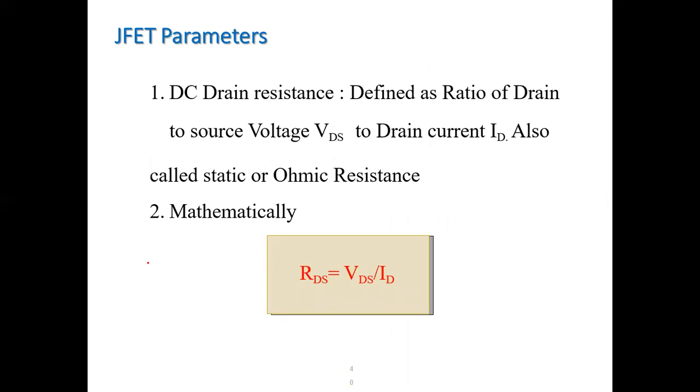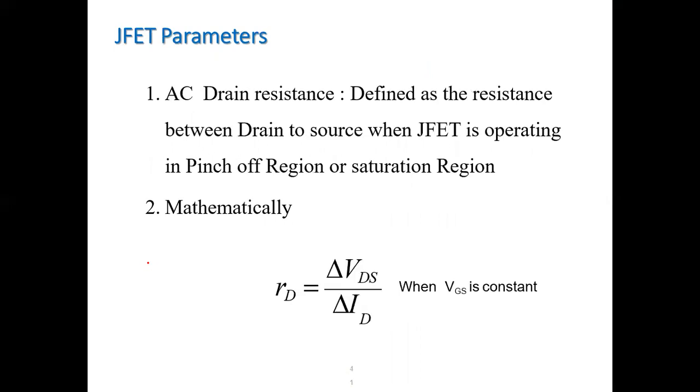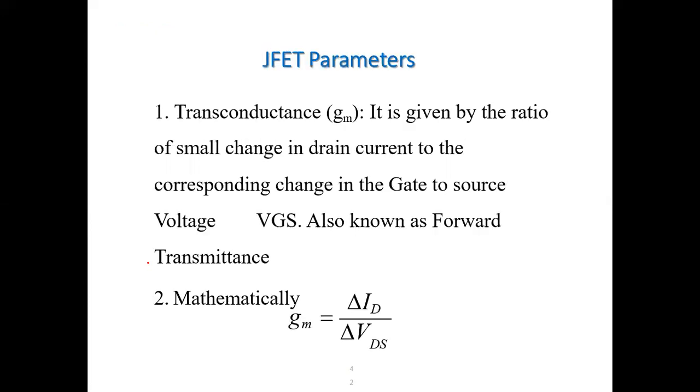So, parameters. DC drain resistance is defined as the ratio of drain to source voltage VDS to drain current ID, also called static or ohmic resistance. AC drain resistance is defined as the resistance between drain and source when the JFET is operating in the pinch off region or saturation region.